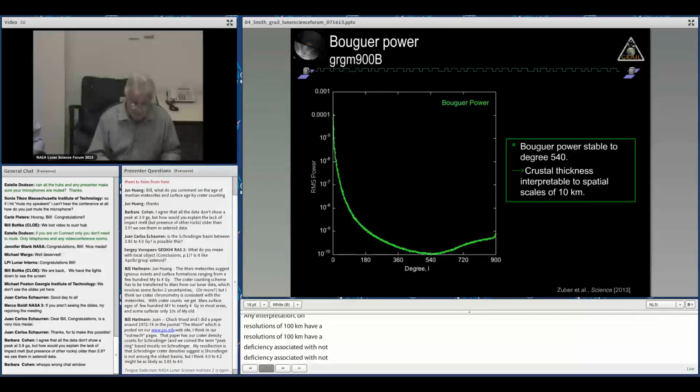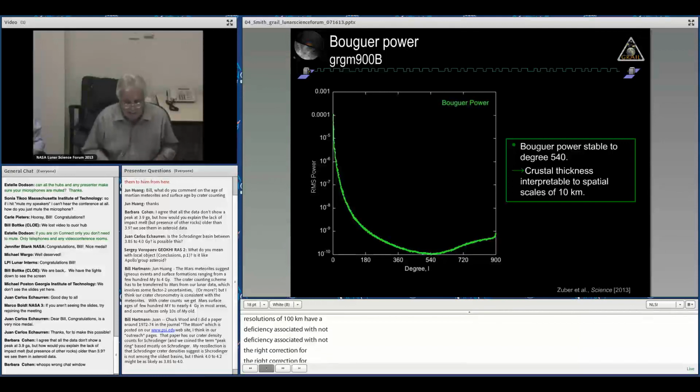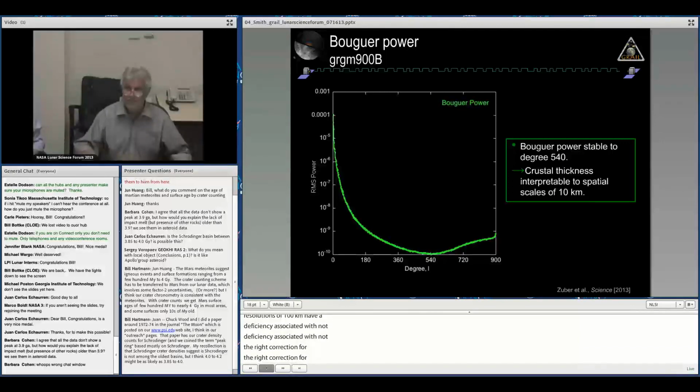shows you the Bouguer power spectrum. It shows how at around degree and order 540, the power starts to go up. Whether this is real or not is not clear at the present time. If it's real, it could be real in the sense that the assumptions that we made to derive the gravity field from topography and compare it with the actual observed topography were wrong.